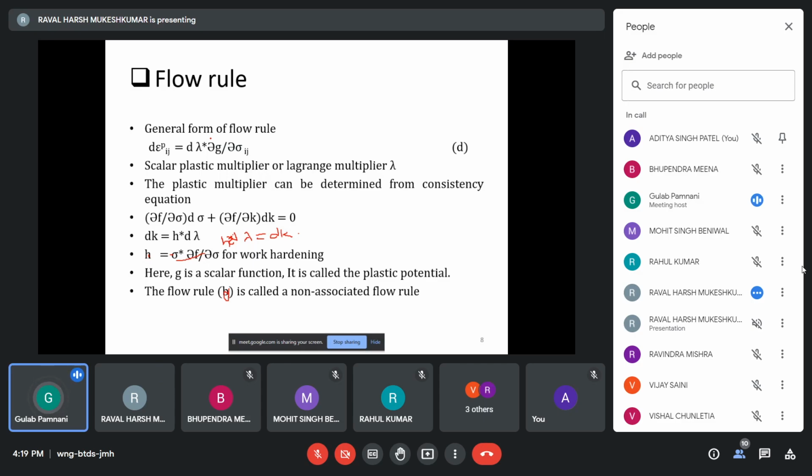Okay, so the plastic Lagrange multiplier, you are trying to find from the consistency equation. Yes. Here H is your work hardening. No, sir, the value of H can be found out from work hardening. Yes, so the change in k is related to h, a constant h, and the change in k is related to the change in the Lagrange multiplier.